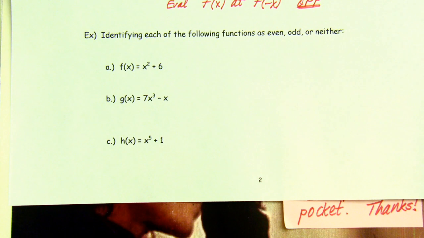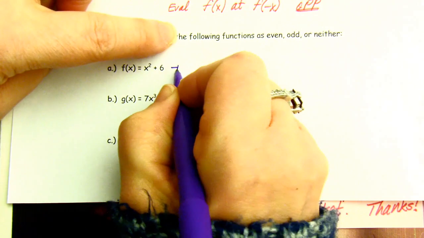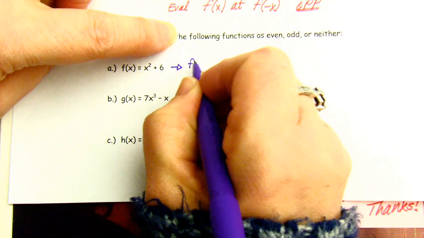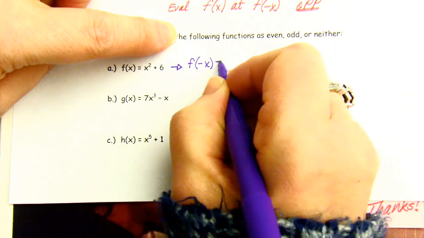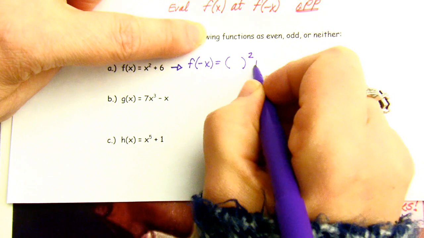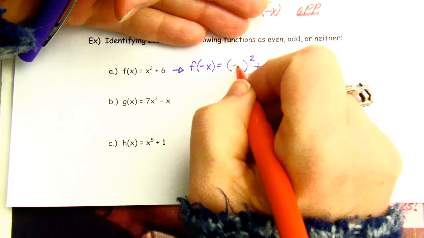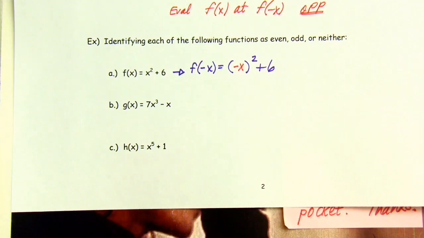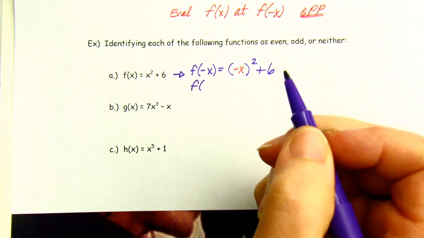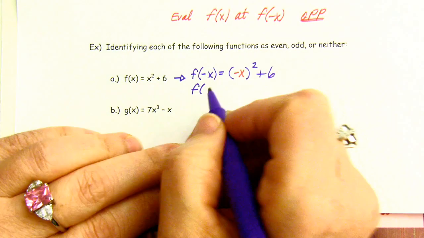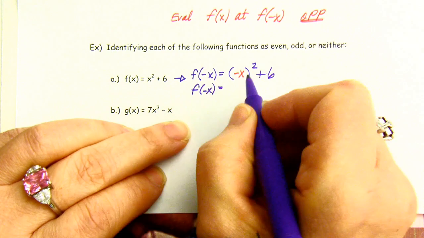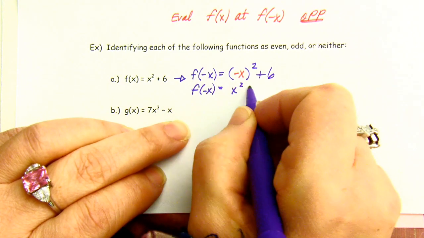Back to this. Identifying each of the following functions as even, odd, or neither. So I've got my first function, f of x equals x squared plus 6. I'm going to evaluate this function at f of the opposite of x. Now my original function is x squared plus 6, so I'm going to leave a space and put the negative x squared in there so that I can evaluate f of the opposite of x. So f of the opposite of x, now when I square a negative, it goes positive, plus 6.